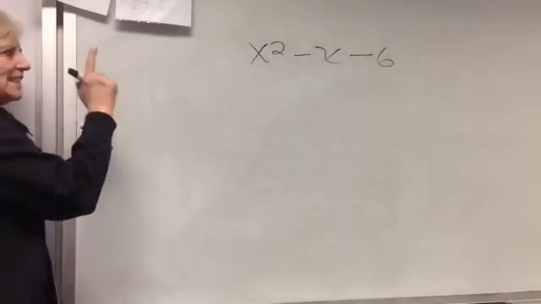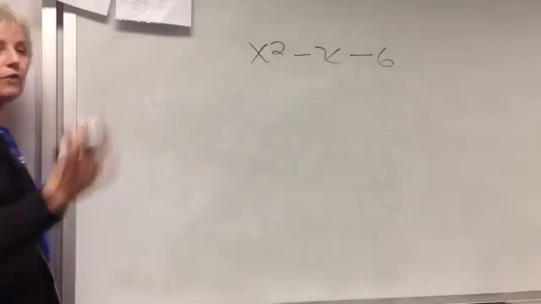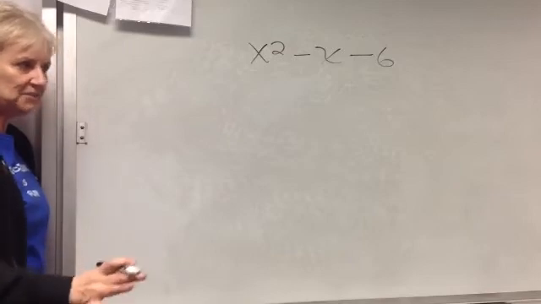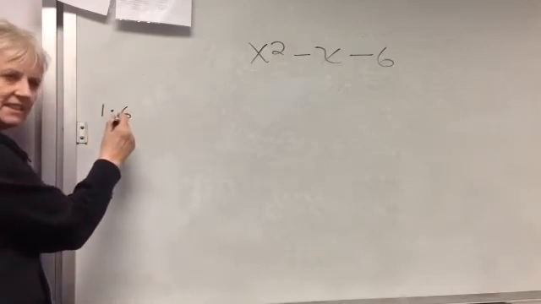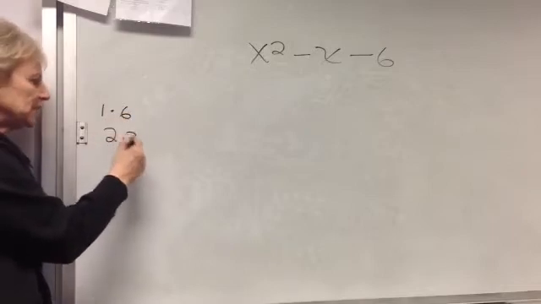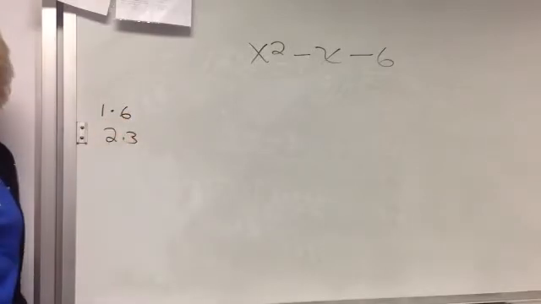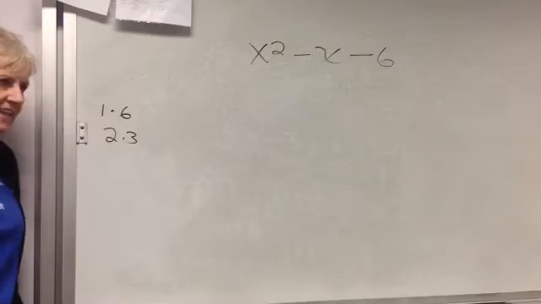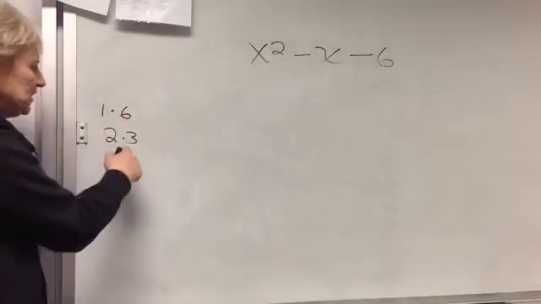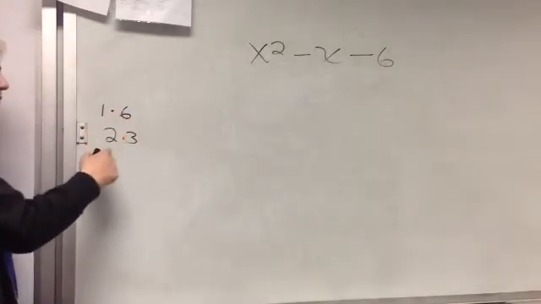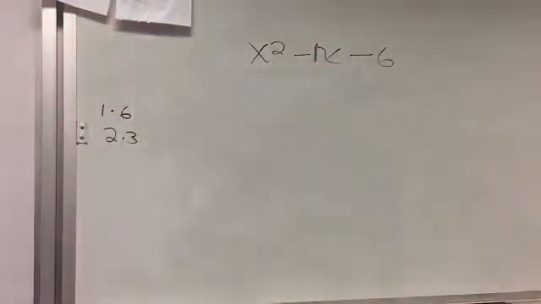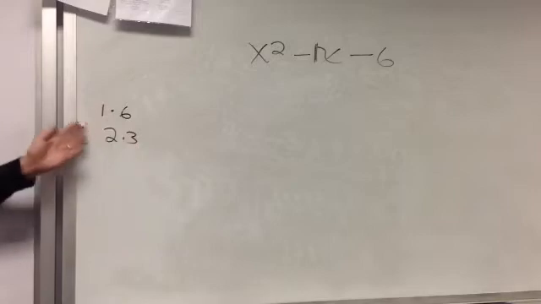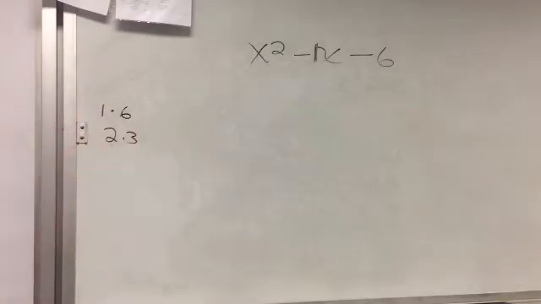I want you to look at the last number every time. First of all, you have to pull out a greatest common factor if there is one, and there isn't. 1 times 6 and 2 times 3 is the only way to get a 6. Agree? It's the only way to get a 6. Now, which combination of this, either one, can give us negative 1? What can I do to the signs here? And when I add, I get negative 1.